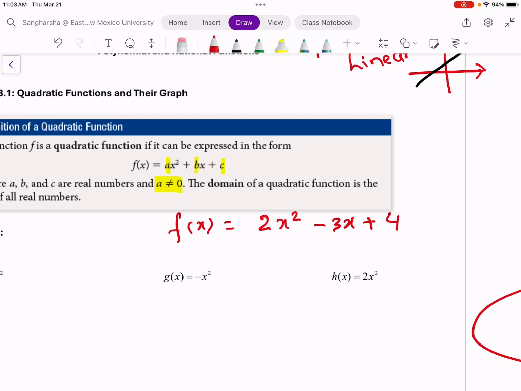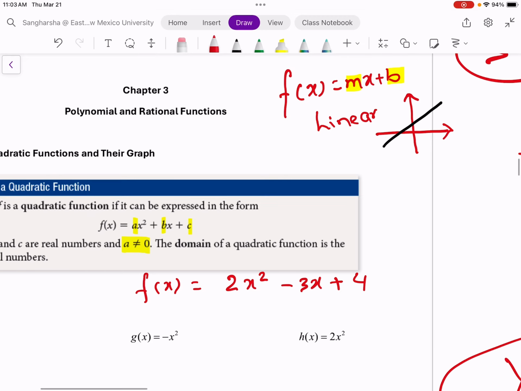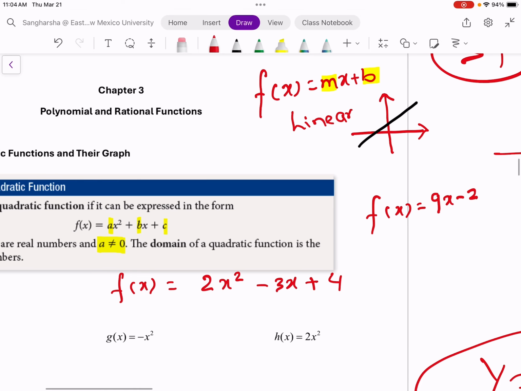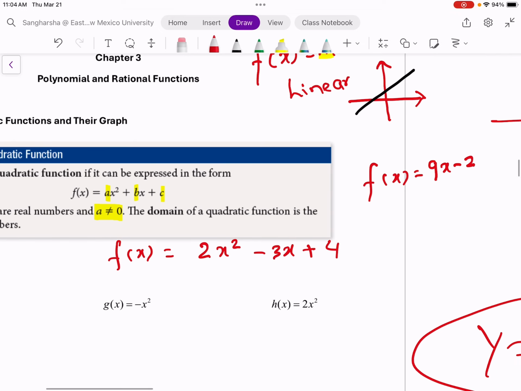So we have this function here, and if we make a comparison of this function and a linear function, what differences do we find here? So let me take a linear function. My linear function f of x is 9x minus 2. So this is the linear function. Now if we compare these two functions, what is the major difference here? We don't have the same terms, but what is the very big difference between these two functions?